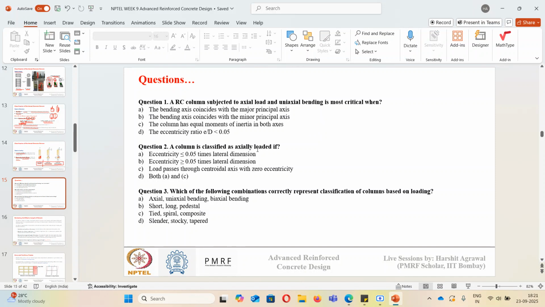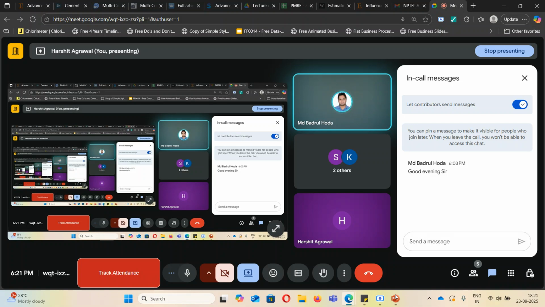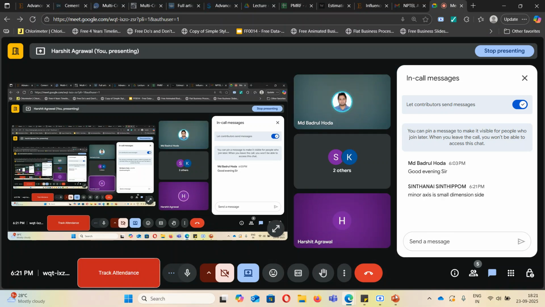And first of all, tell me what do you mean by minor axis or major axis? Does anyone know, or will it be the same in both the axes? Any idea? Maybe for major axis. Why major axis?